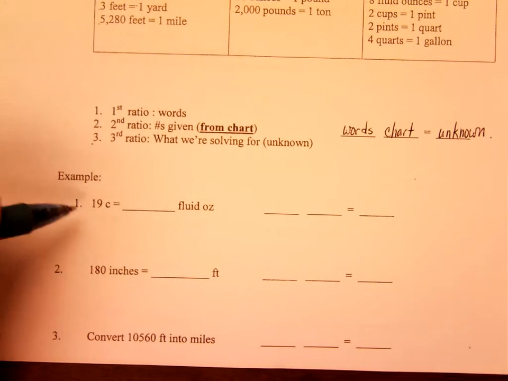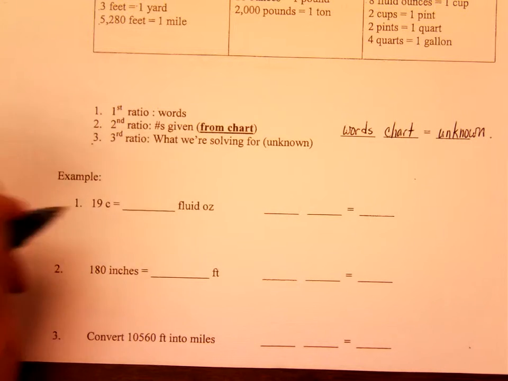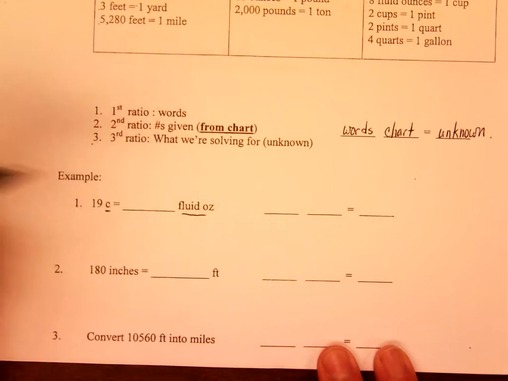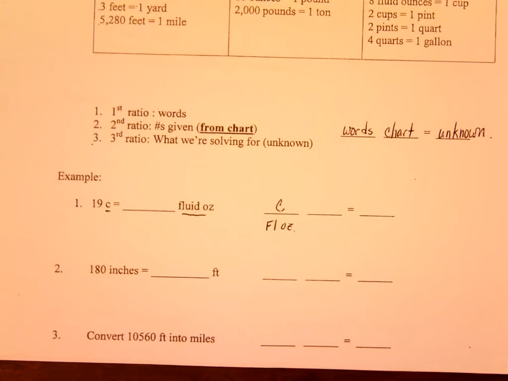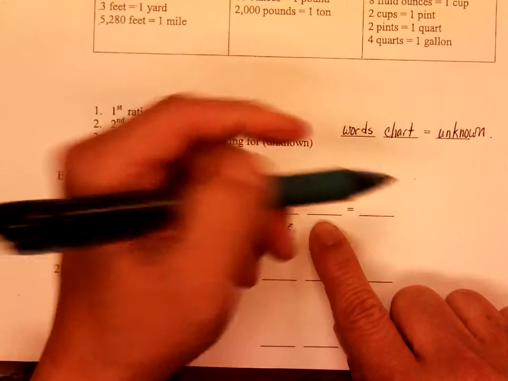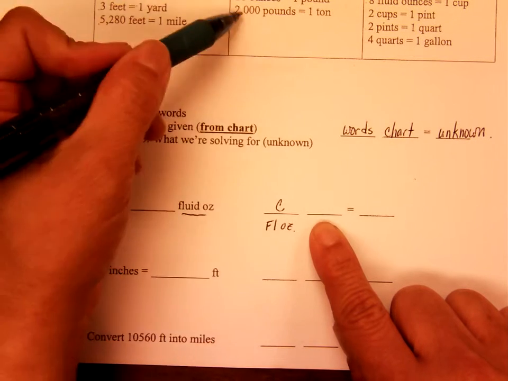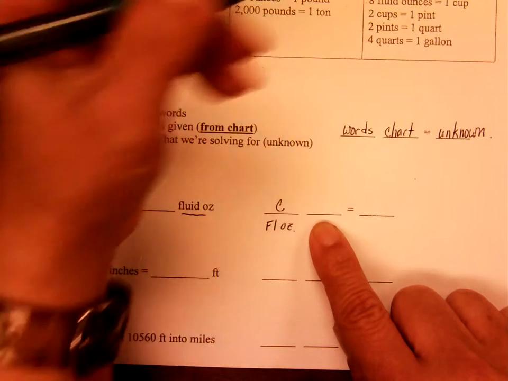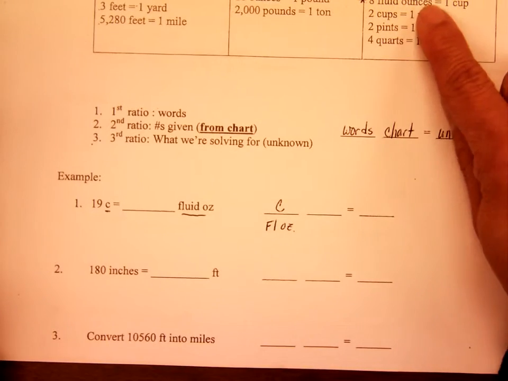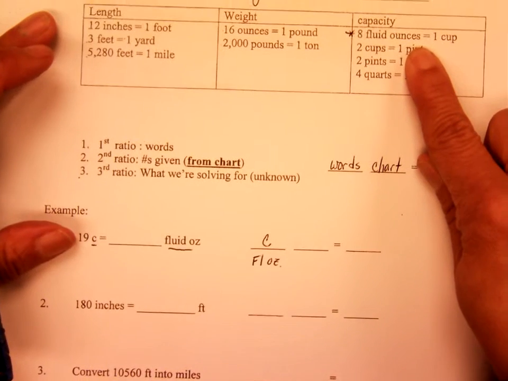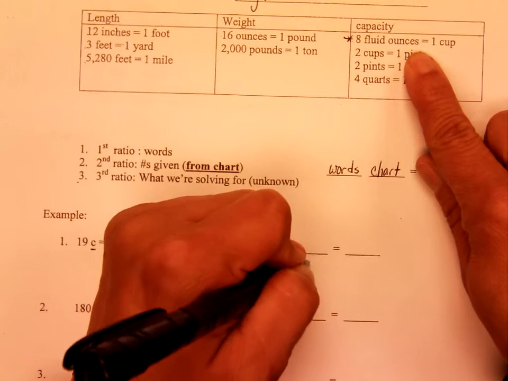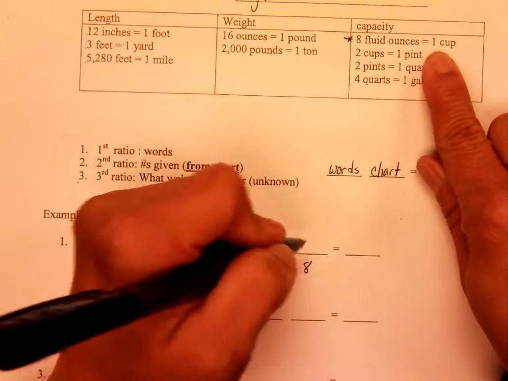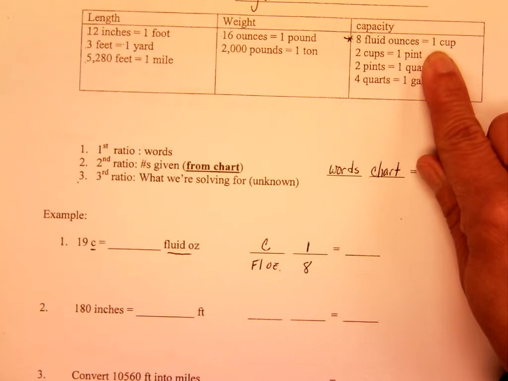Okay, let's look at the first example. It says 19 cups is equal to how many fluid ounces? Well, it tells you right here, cups and fluid ounce. Those are your words. So you can write cup and fluid ounce. Second ratio, look up here, it says your chart. So look in your chart and find something that says cups and fluid ounce, and it is right here. So it says 8 fluid ounce. Let's bring it down here so you guys can see it. 8 fluid ounce. So find where it says fluid ounce, you put 8 right across from where it says fluid ounce, and 1 cup. Right across where it says cup, you put 1 cup.